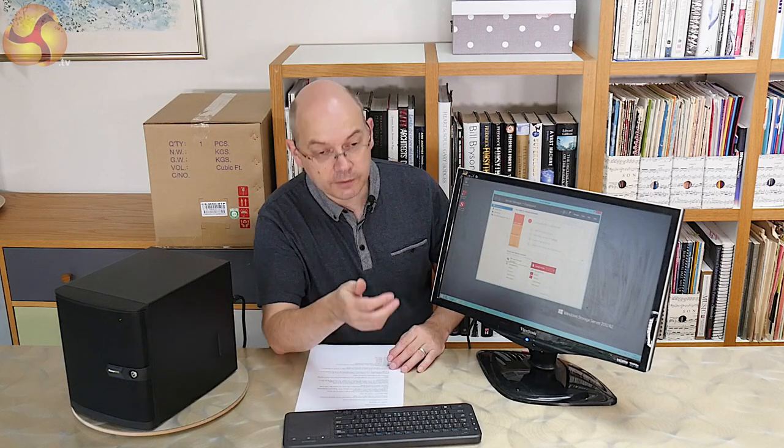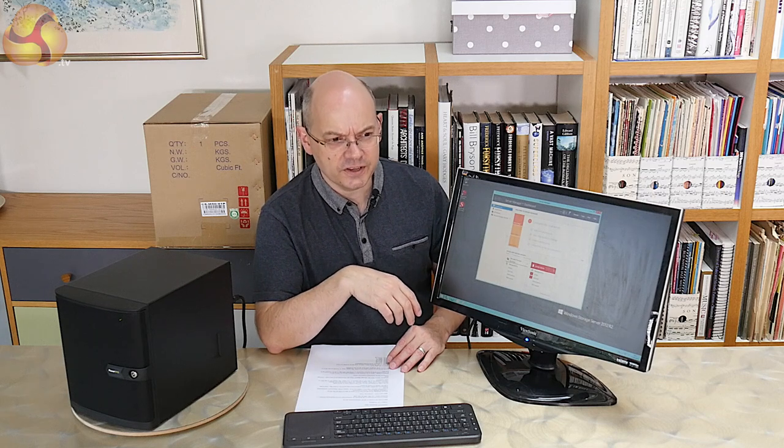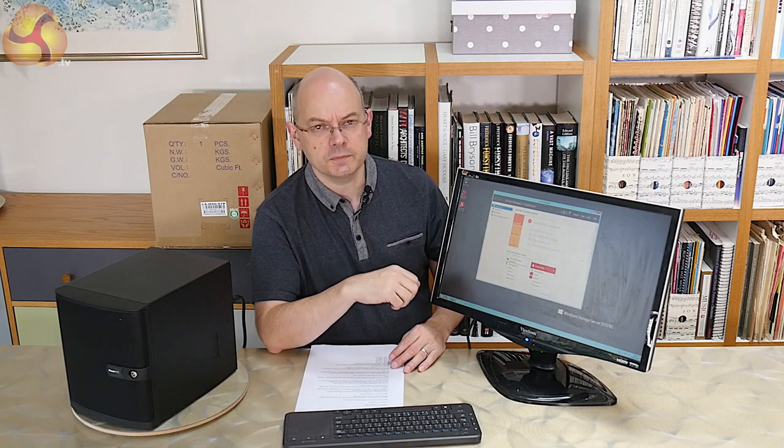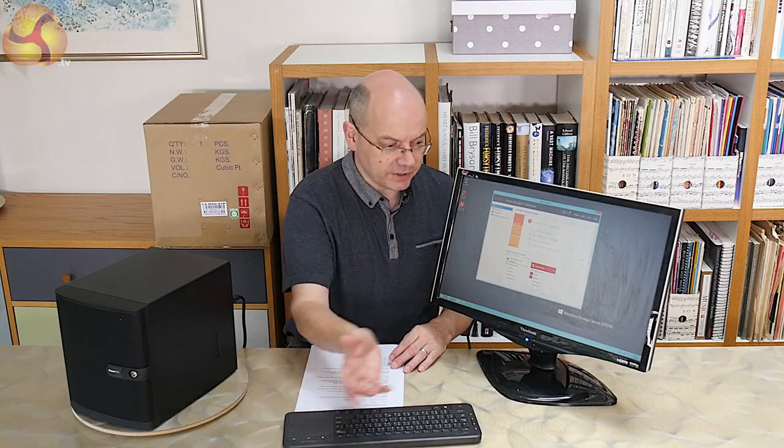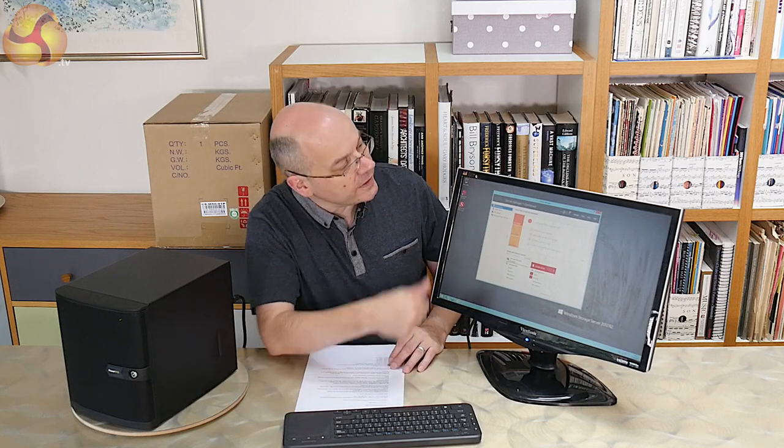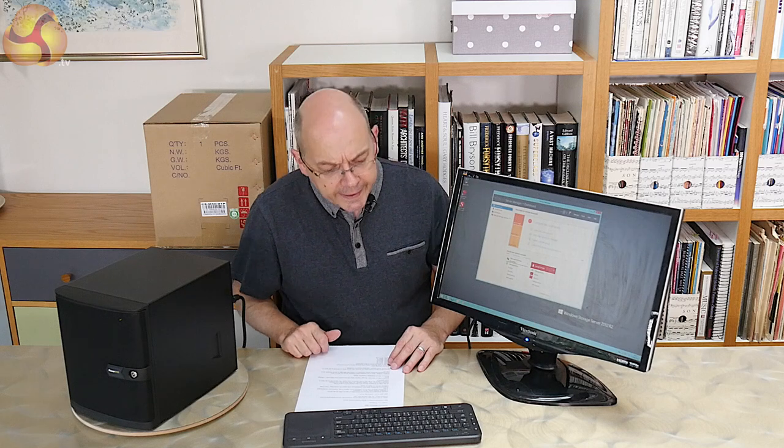VGA, on the other hand, a connection I haven't used in I cannot remember how long. Been using DVI since the cows came home, these days DisplayPort. But here we are, VGA, and there you go. That's a full HD display on VGA.